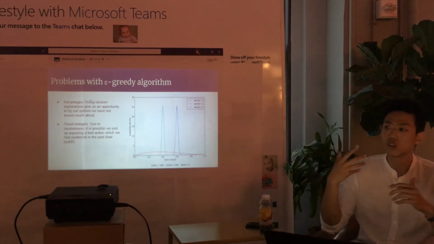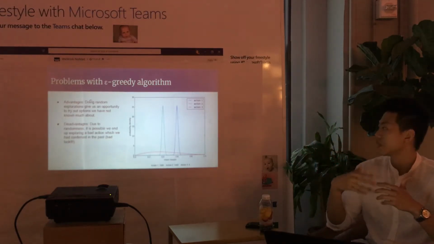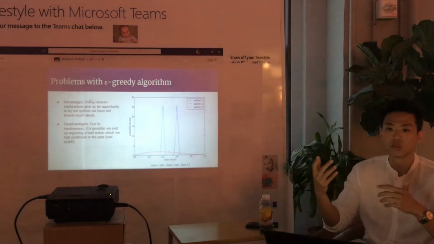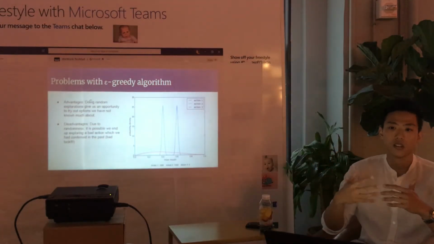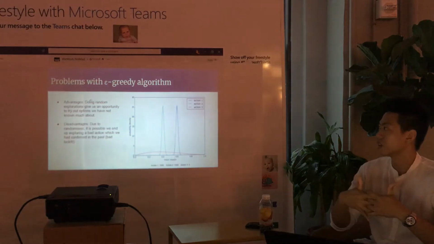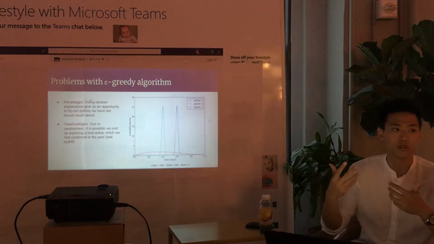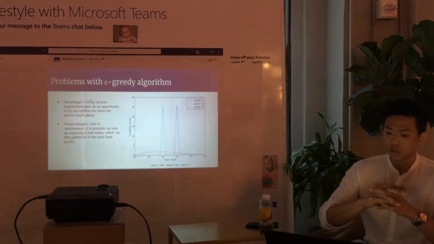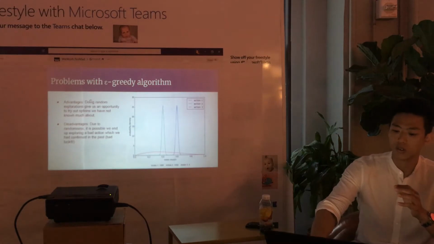But when you use the epsilon greedy algorithm, there's still a random chance you're going to pick action 2, even though you know that's real bad. So that is a potential regret you're going to meet if you use epsilon greedy. Okay, so what do we really want to do?